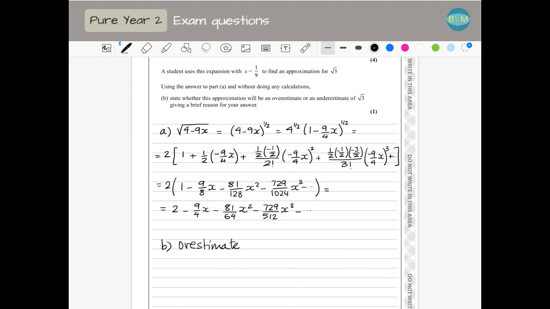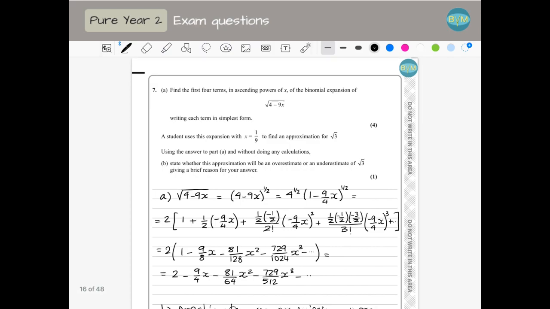We don't need to do the calculations. It says without doing any calculation, just decide if it's an overestimate or an underestimate. So that's the only thing you have to write. It's an overestimate because you are missing some numbers subtracting. You can give that brief reason: overestimate, we are missing more negative terms. That would be enough reason for that. And that's all with this question.